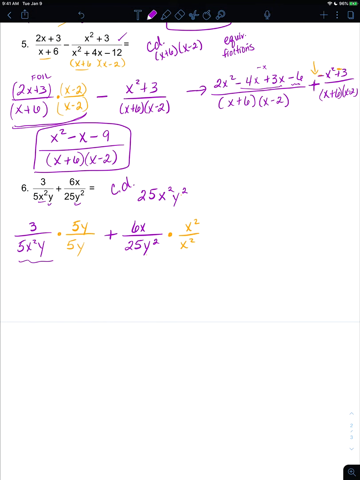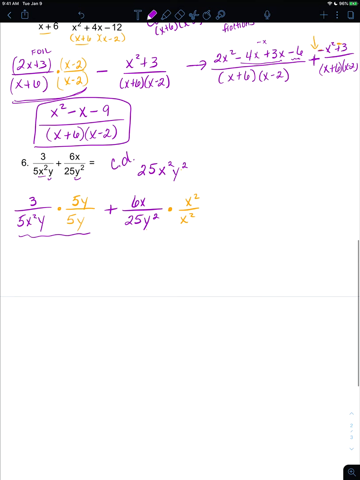Okay, so now let's multiply this thing out. So 3 times 5y gives us 15y all over. Now multiply those denominators. That should give us what our common denominator is, 25 x squared y squared. Then we're going to add. We're going to multiply out these two terms. 6x times x squared gives us 6x cubed all over 25 x squared y squared. Okay, so now we've got a common denominator. We've made our equivalent fractions.